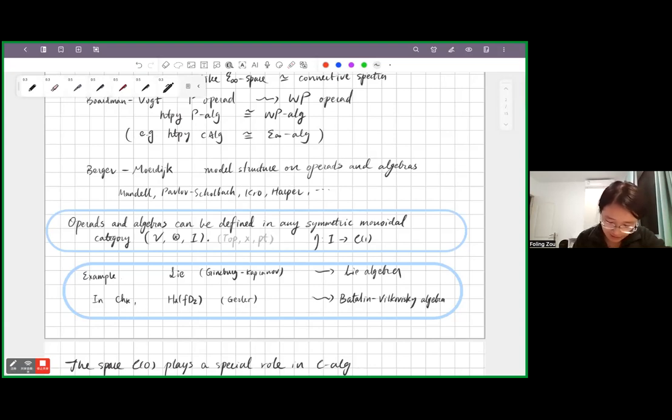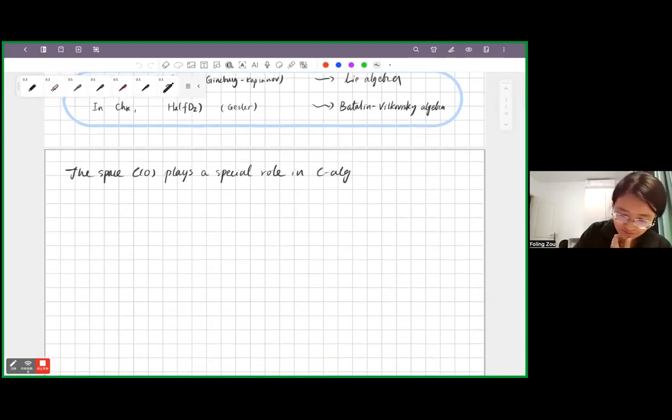For example, Ginzburg and Kapranov studied the Lie operad, whose algebras just give us Lie algebras. And Getzler studied the homology of the framed little two-disk operad, and this is an operad whose algebras give us what's called BV algebras.